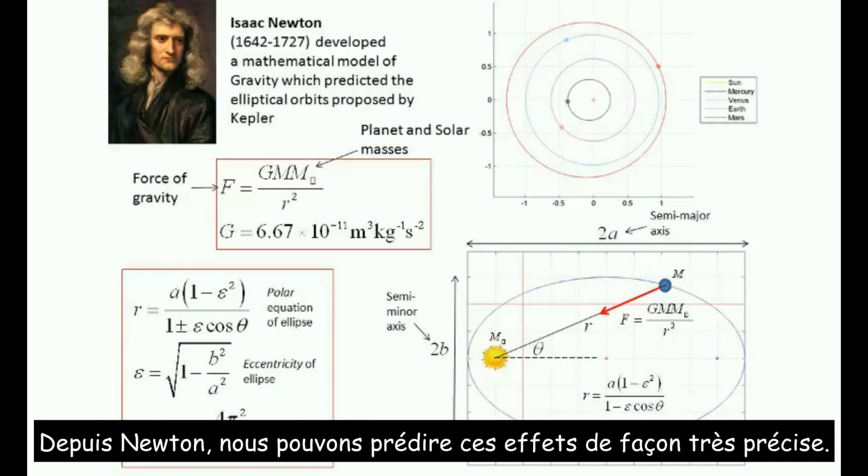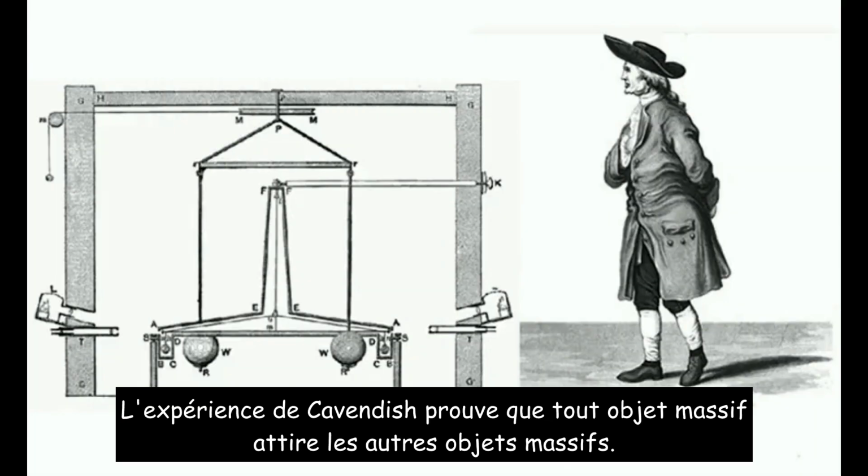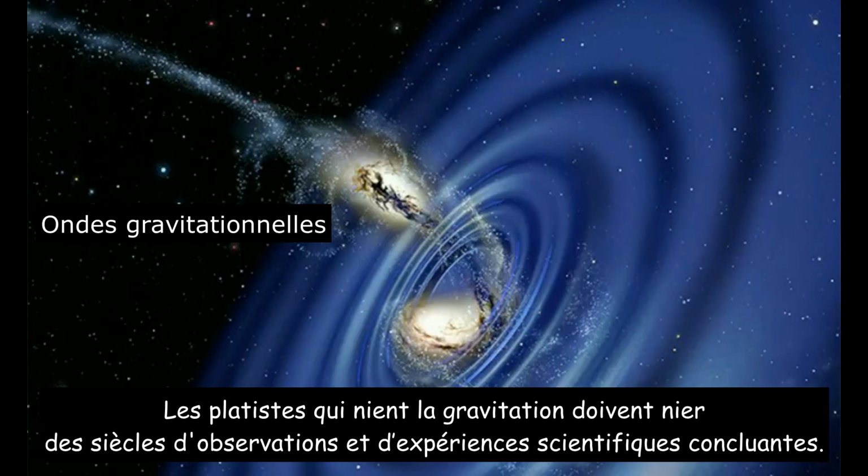Since the time of Newton, we can very accurately predict these effects. Newton's laws of motion have been consistently proven by observation and experiment, and the Cavendish experiment proves that all objects with mass pull on all other objects with mass. Flat earthers who deny gravity have to deny hundreds of years of conclusive scientific observation and experiment.